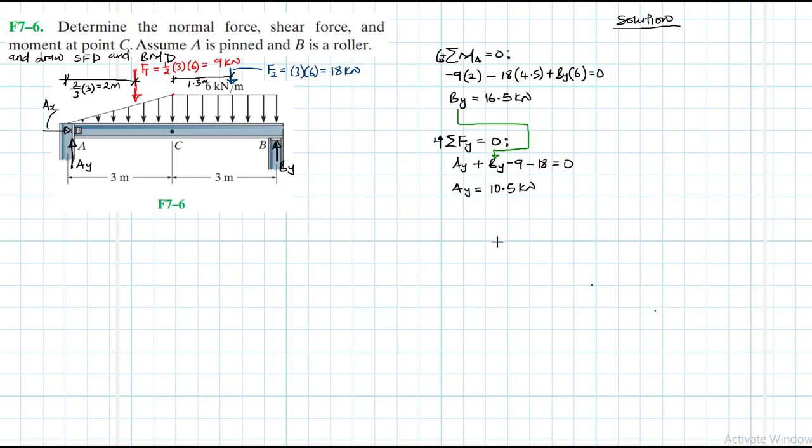So then finally we have the summation of forces in the x direction, which is just going to be equal to 0. We don't have any force in that direction, and therefore our Ax is equal to 0. So let's replace these values. We have By, we said, is equal to 16.5, and then we have Ay, which is equal to 10.5, and then we have Ax, which is just equal to 0.